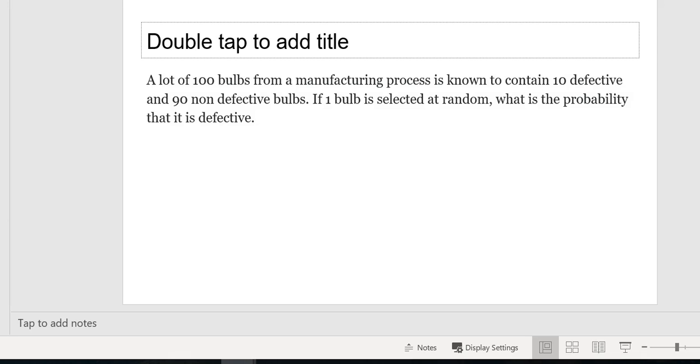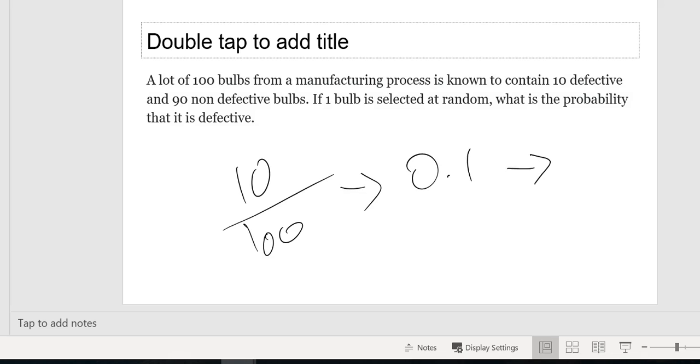A lot of 100 bulbs during the manufacturing process is known to have 10 defective and 90 non-defective. If one bulb was selected here, what's the probability that it is defective? Well, you do 10, which is the number defective, over the total number, which is 100, which comes out to be 0.1 or 10%.